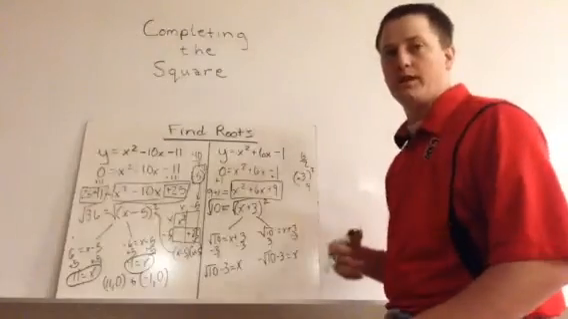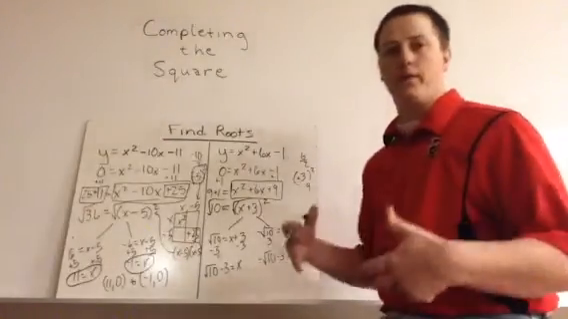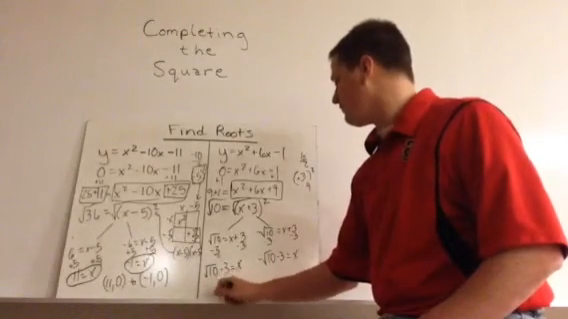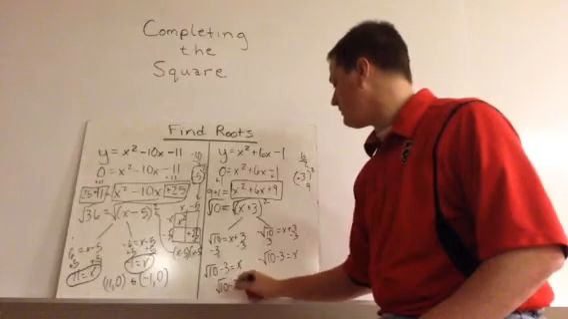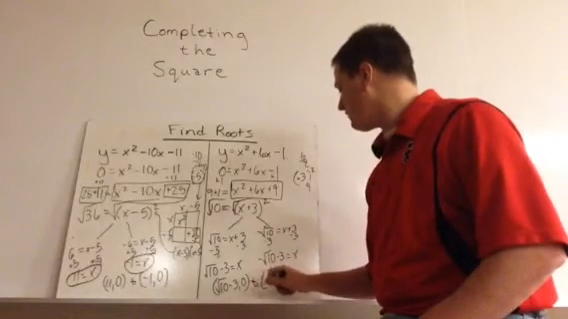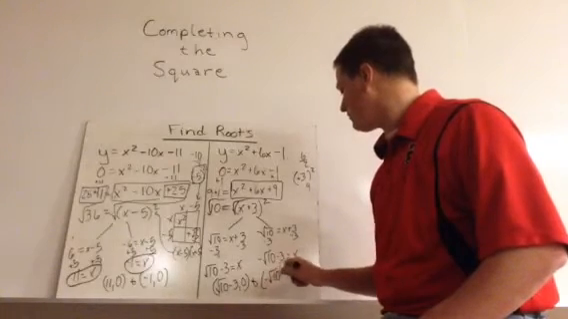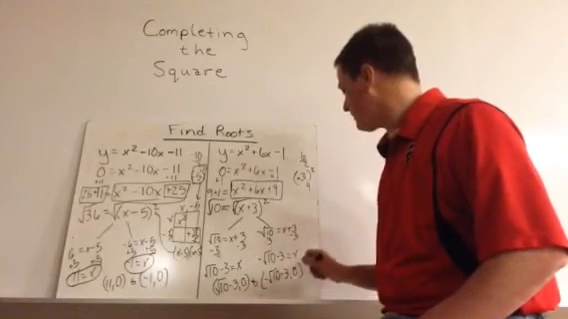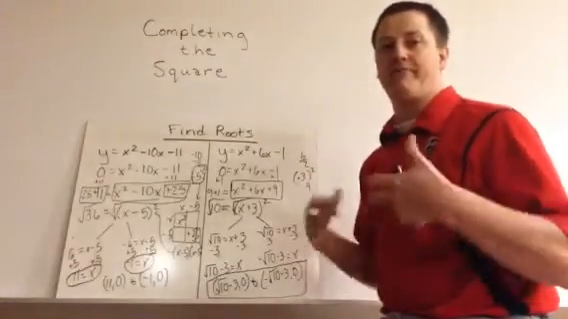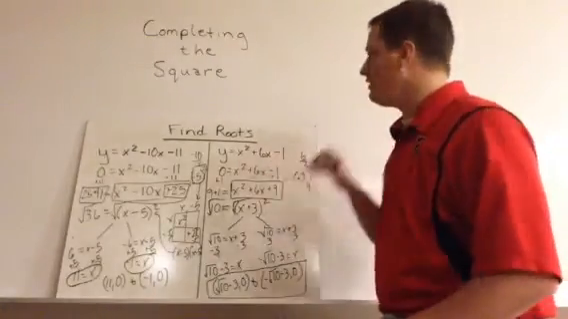If we wanted to, we could type these into a calculator, come away with rounded answers. I'm going to leave them the way they are. So we've got a root of square root of 10 minus 3, comma 0, and negative square root of 10 minus 3, comma 0. So that is how we find the roots using completing the square.